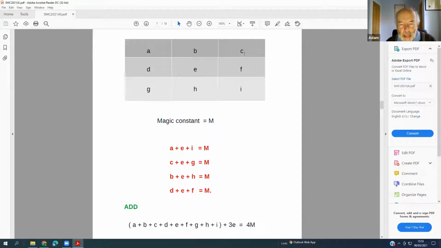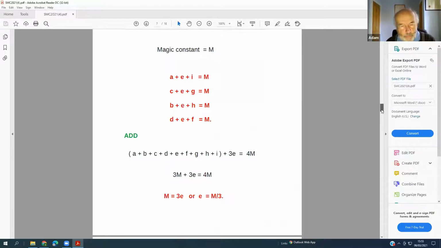It belongs to the other diagonal. C plus E plus G must be equal to M. It belongs to this column. B plus E plus H must be equal to M. And it belongs to this row. So D plus E plus F has to be equal to M.